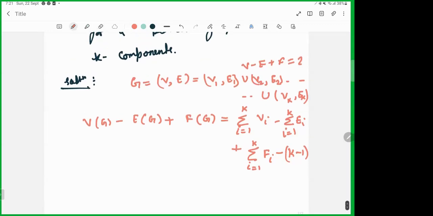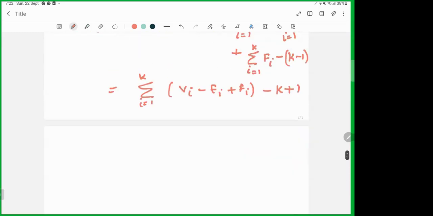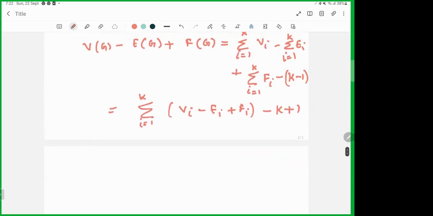But what is this? This is the summation of Vi minus Ei plus Fi, minus k plus 1. But what is V minus E plus F? This is 2. So this is 2k minus k plus 1, so this is k plus 1. So this is your Euler's formula for k connected components, right?